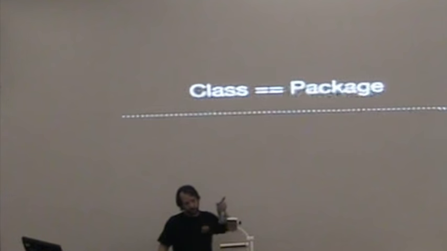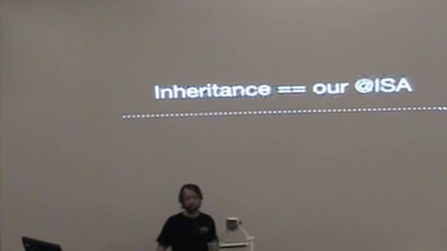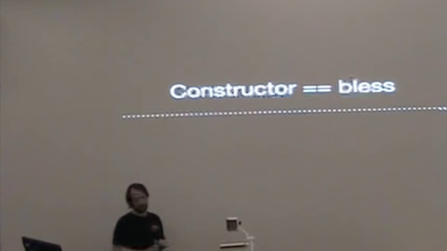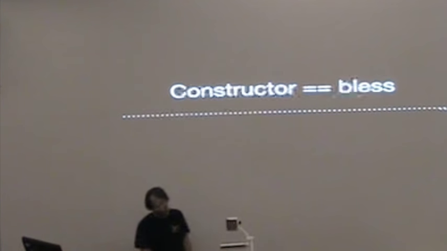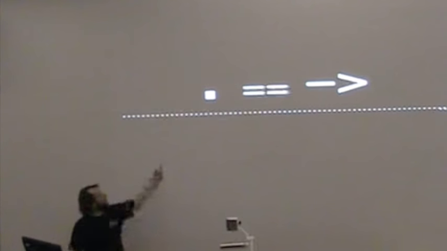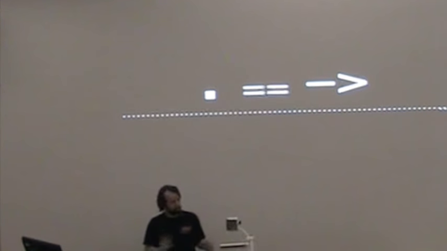For instance, classes are the same thing as packages. Methods are the same things as subroutines. Inheritance is simply populating a variable. Happens to be magical, but that's fine. Beside the point. Constructor is bless. I mean, this is very, very simple, very, very low level. Schemish, if you will. And everybody's favorite too, the send operator, that the rest of the world uses the dot. We use that. But those are the basic patterns.